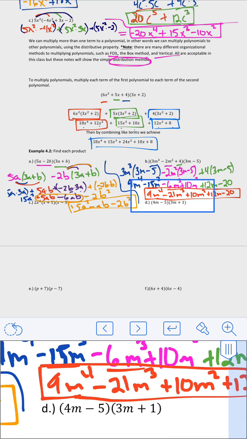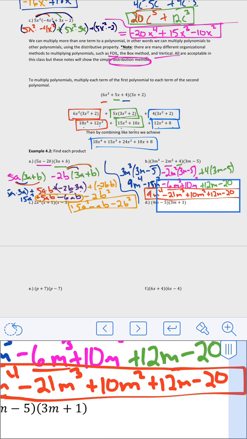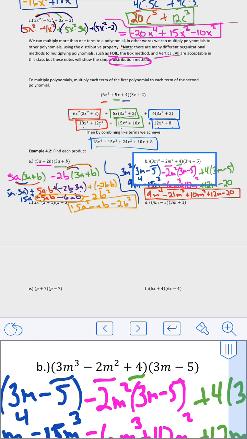9m to the 4th minus 21m cubed plus 10m squared plus 12m minus 20 is the combination of these two. Notice we ended up with a very large answer, but because we broke it down into 3 separate pieces, we didn't have to worry about it being a large answer. We just had to make sure we keep track of everything. That's all it comes down to.